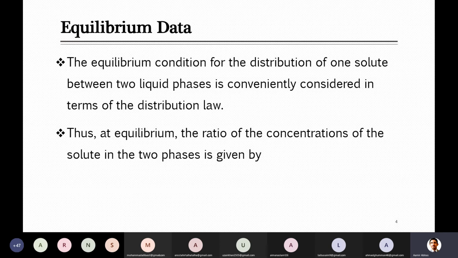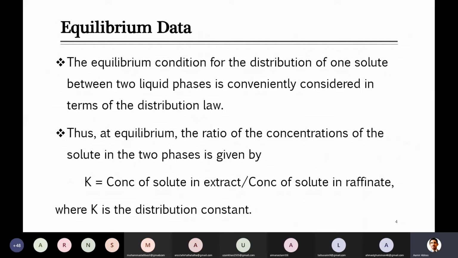And that distribution law is here in LLE. When you look at the distribution of any solute between two phases, one phase is the solvent and the other phase is the feed. Later on they are separated into extract and raffinate. Based on that, at equilibrium, this distribution constant is defined as K equal to the concentration of solute in the extract to the concentration of solute in the raffinate.